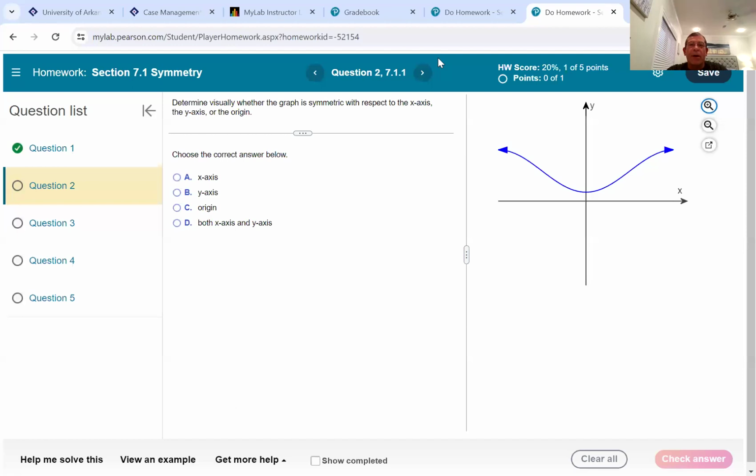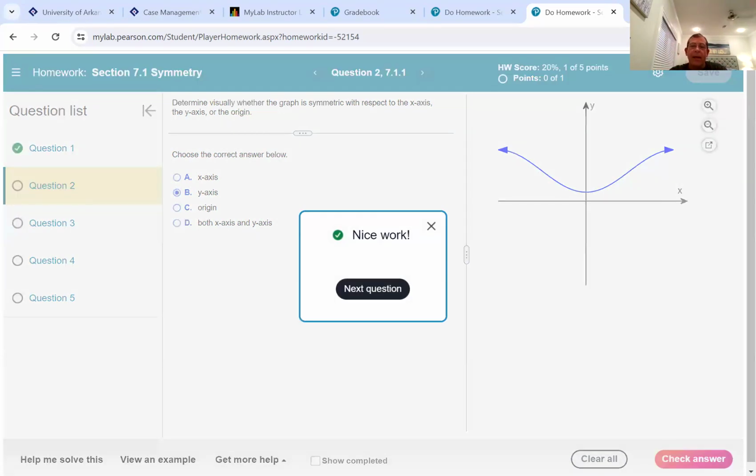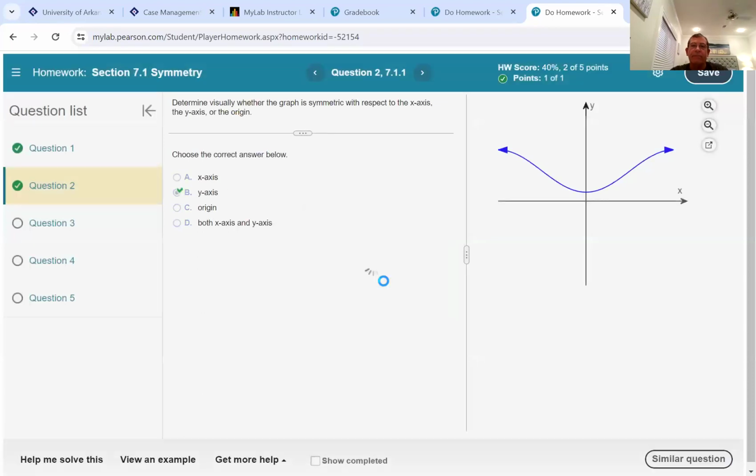Right now, I see my chat popping up. Let's see. Chad is saying y-axis. It's definitely the y-axis. If I take that graph and fold it over the y-axis, the right side will definitely land on the left side. So it is definitely the y-axis. All right, y'all, you would check that. Next question.